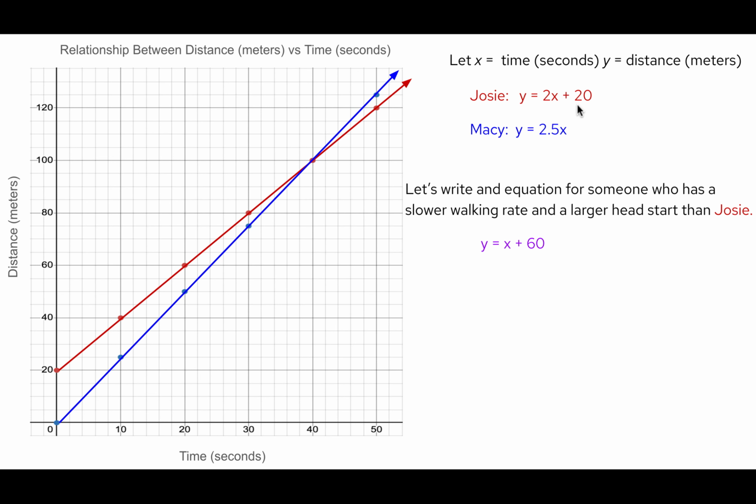For a greater head start, it would be any number greater than 20. So I could do 21, 1,000, 1,000,000. There's an infinite number that we could use. I chose 60. So let's graph this and see if it looks like she gets a head start and at a slower speed. You can see her head start is at 60, so she definitely got a bigger head start than Josie or Macy. And you can see that this line is less steep than Josie's, which is the red one. So that means she's walking at a slower rate.